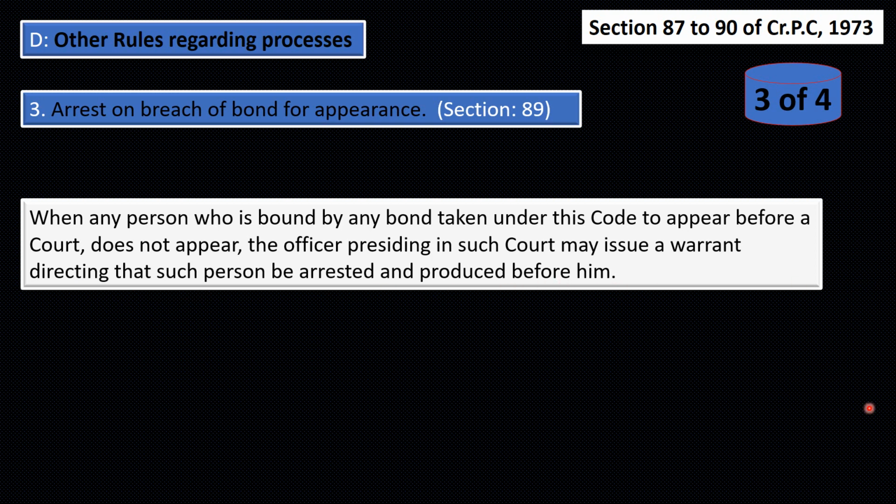Now, this is very interesting that under section 88, a person, to avoid arrest, gives a bond that he will appear, assuring that I will appear in the court on a given date, but he does not keep his promise. Even after giving the bond, he does not appear in the court. In that case, section 89 gives the power to the court where a person has given a bond, but even after giving a bond does not appear, he may be arrested. A court will issue a warrant for his arrest, and that is to be issued by the presiding officer of the court.